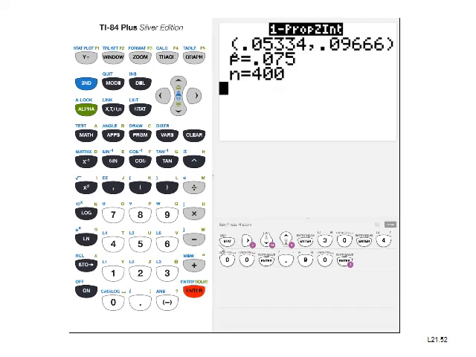I'll select Calculate, and I see the interval 0.05334 to 0.09666. The calculator also computes p hat for me. You see it there, it's 0.075, and it reports the sample size as well.